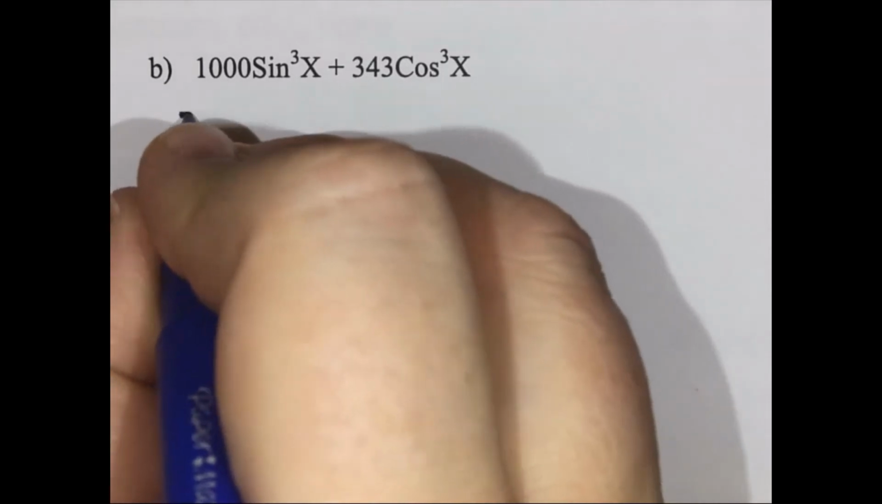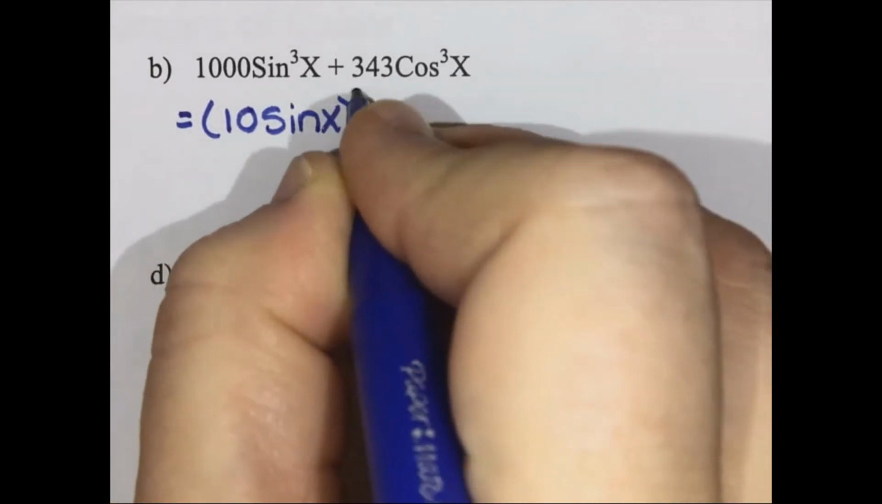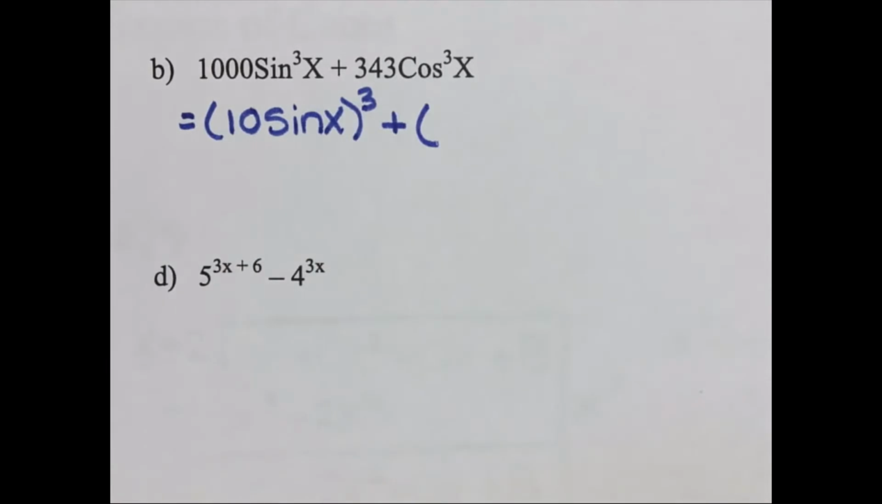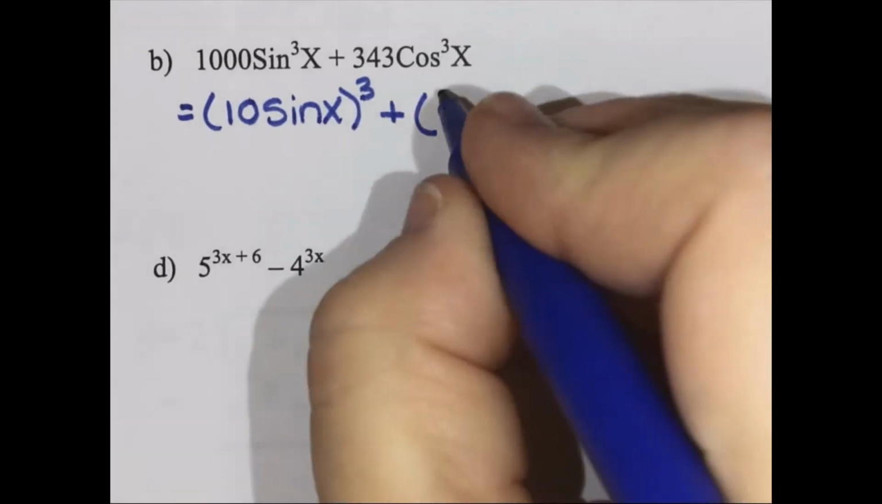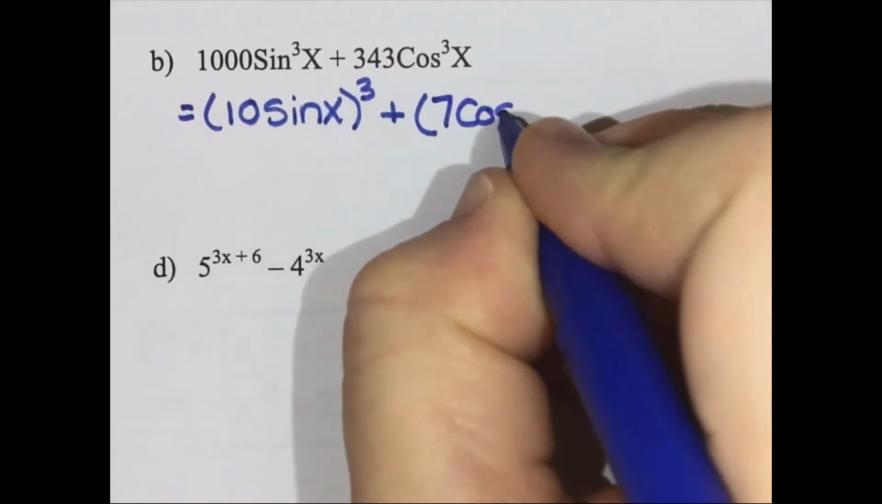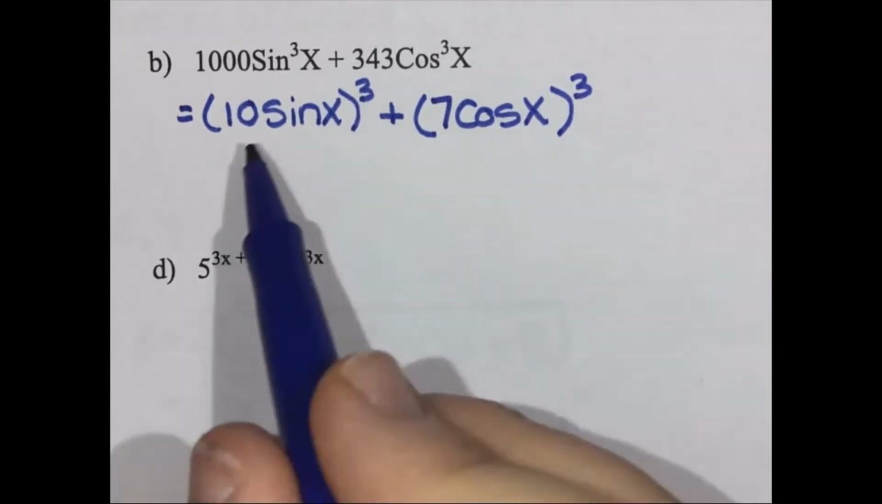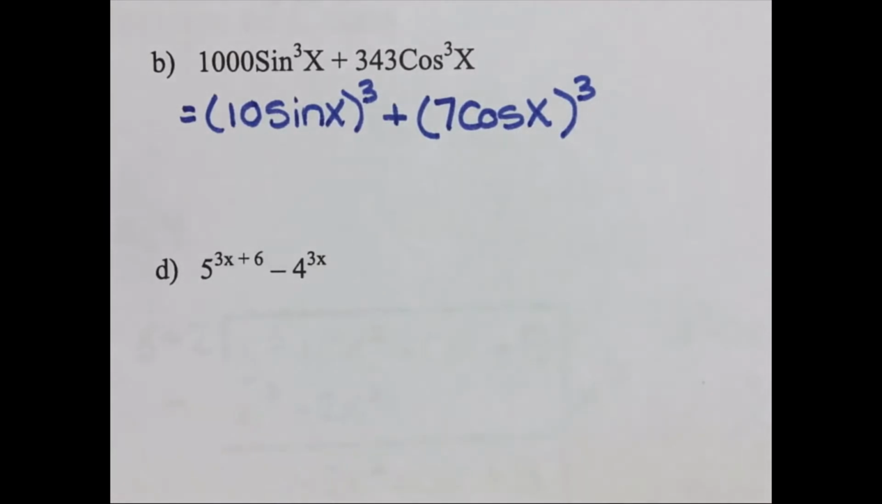So the cube root of 1,000 is actually 10. So this would be 10 sine x, all cubed. And then 343, I think is 7, but I'm going to check. So 343, if I cube root on my calculator, I get 7. So this is 7 cos x to the power of 3. So this is not factored. This is just me writing what each one is as a power of 3.